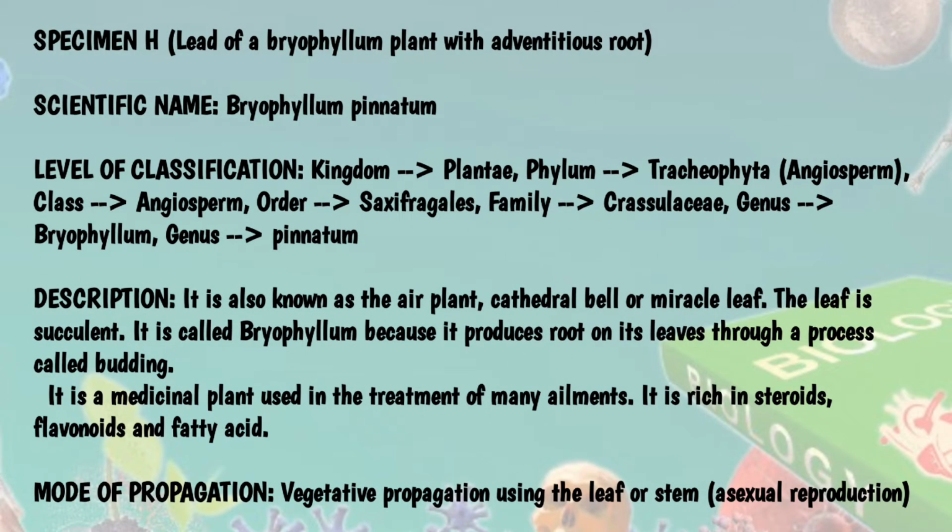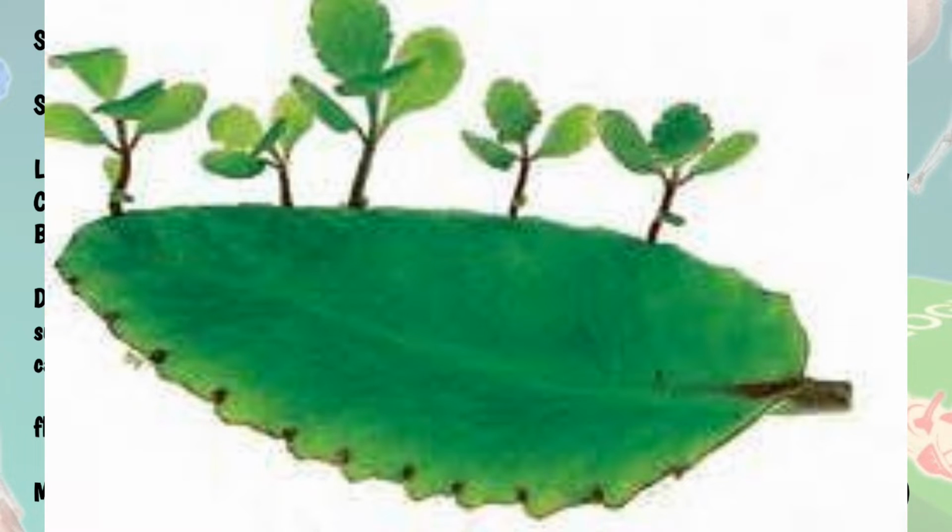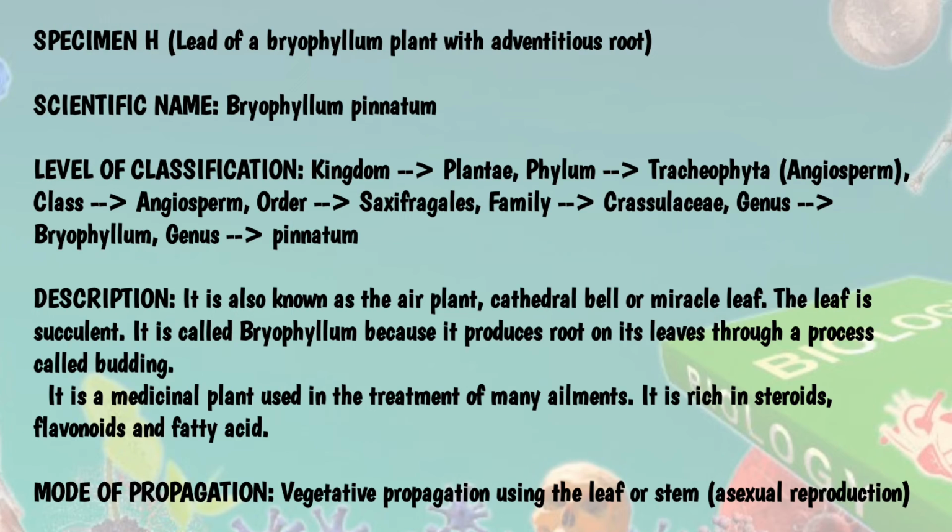So move to specimen H, which is the leaf of a Bryophyllum plant with adventitious roots. So the scientific name for this particular plant that is displayed on the screen is Bryophyllum pinnatum. Now there are several levels of classification, but I believe you should know the kingdom and phylum, and also the genus and species this common organism around us falls under. So by description, it's called the air plant, the cathedral bell, the miracle leaf. When I was still young, they called it the resurrection plant, but it has the ability to regenerate even when the leaves fall to the ground. So the leaf is succulent, very succulent. Most times you see some fluid particles coming out.